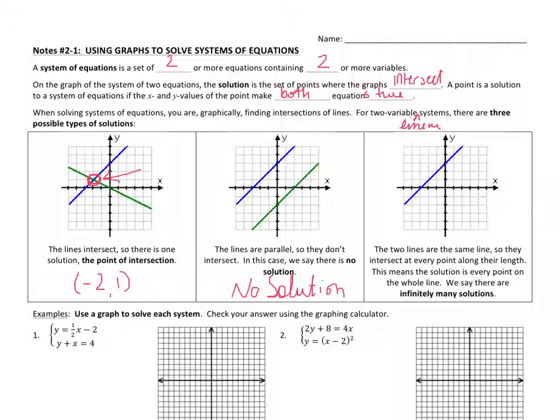Here's the other thing that could happen. If you have two lines that end up being right on top of each other, so you graph one of them and it looks like this blue line, and then you graph the next one and it is exactly on top of that blue line, then we're going to say that every point is a solution, because every point on those two lines is a solution for the system, because it makes both equations true. So in this case, we say that there are infinitely many solutions.